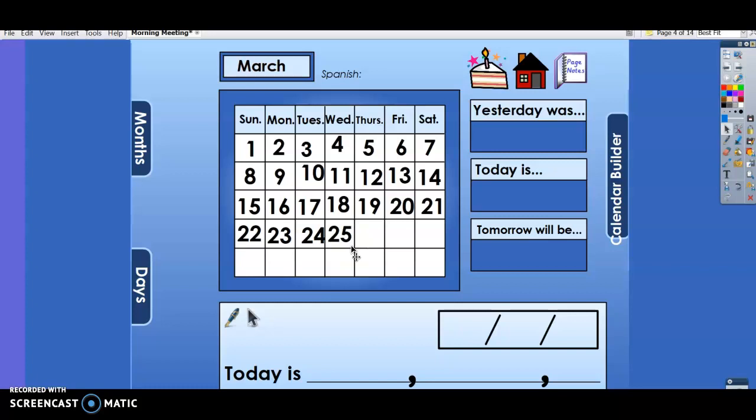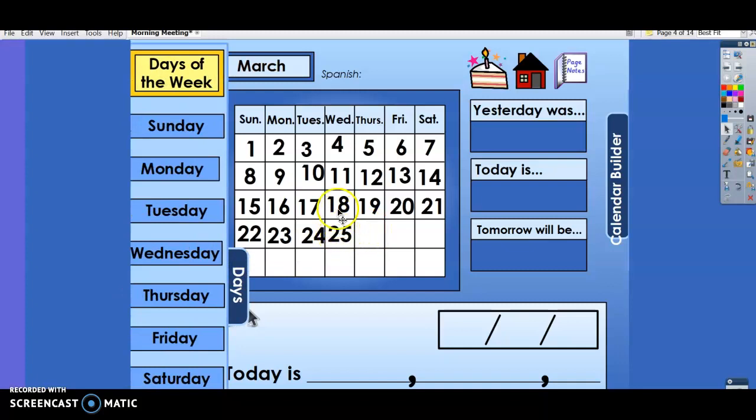Now that we know it's March 25th, what we can do is we can take out our days. We can slide our eyes up from the number 25, and we see this word at the top. That's our day of the week. It begins with a W, so that's a w sound. We need Wednesday. So today is Wednesday. And if today is Wednesday, that means that yesterday would be Tuesday. So we'll get Tuesday and we'll slide that one over. And if yesterday was Tuesday, today is Wednesday, tomorrow will be Thursday.